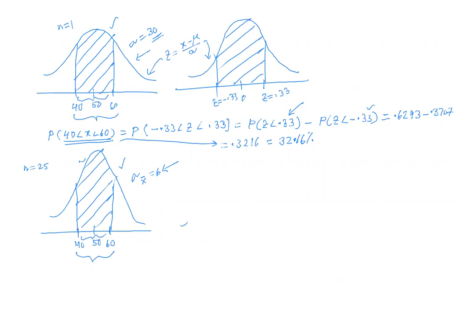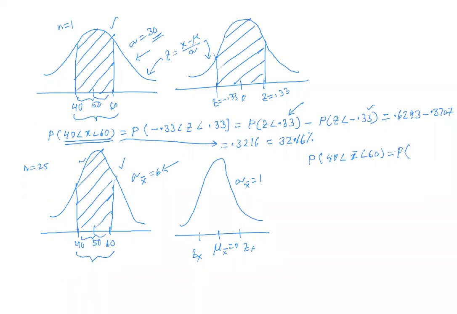So we are going to have to draw the corresponding distribution. This is mu sub x bar equal to 0 and sigma sub x bar equal to 1 for this distribution, and this is z sub x bar. One is positive, one is negative. And if you do the math here, the probability of 40 less than x bar less than 60 is the probability of z sub x bar between what?